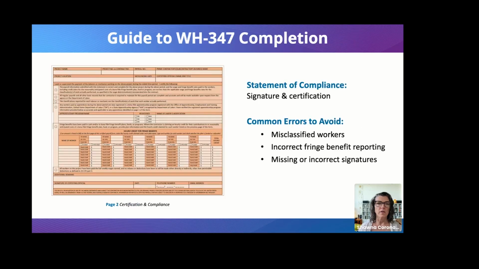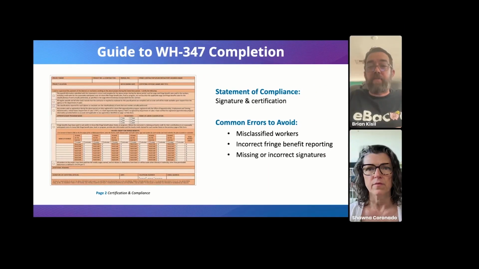Okay, let's jump to the completion of the WH347. What are your tips for this? Yeah, so on the completion of it, you want to make sure obviously it is signed and certified, and make sure that everyone is classified correctly, that you're not putting any incorrect fringe rates on there or anything like that. And obviously you want to make sure that the correct signature is on that form, so that when you are submitting it, you're not ever getting any pushback from your contractors.